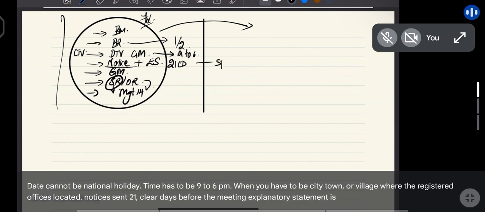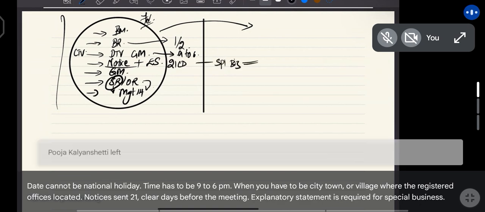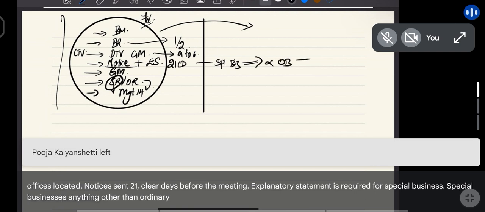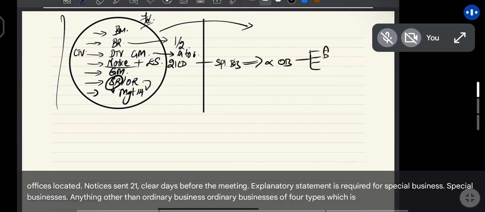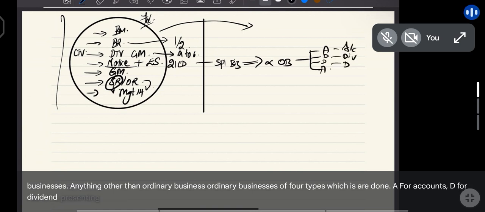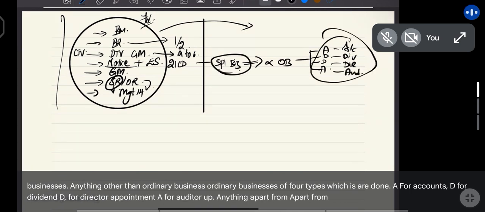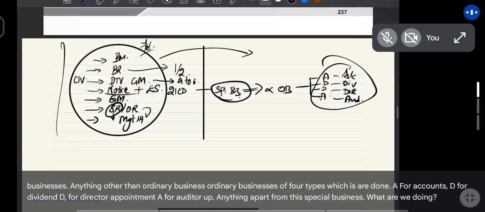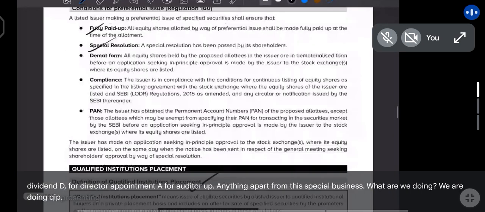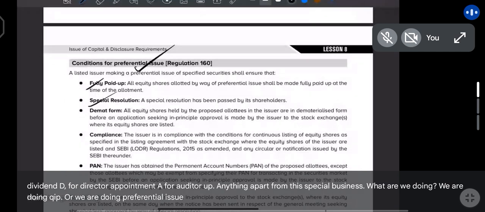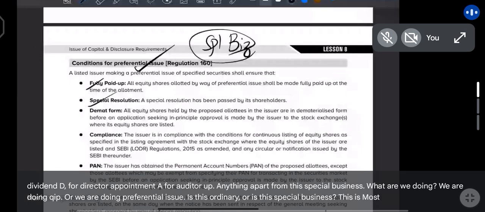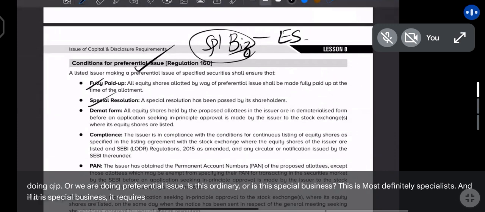Explanatory statement is required for special business. Special business is anything other than ordinary business. Ordinary business is of 4 types, which is ADDA. A for accounts, D for dividend, D for director appointment, A for auditor appointment. Anything apart from this is special business. What are we doing? We are doing QIP or we are doing preferential issue. Is this ordinary or is this special business? This is most definitely special business. And if it is special business, it requires explanatory statement.